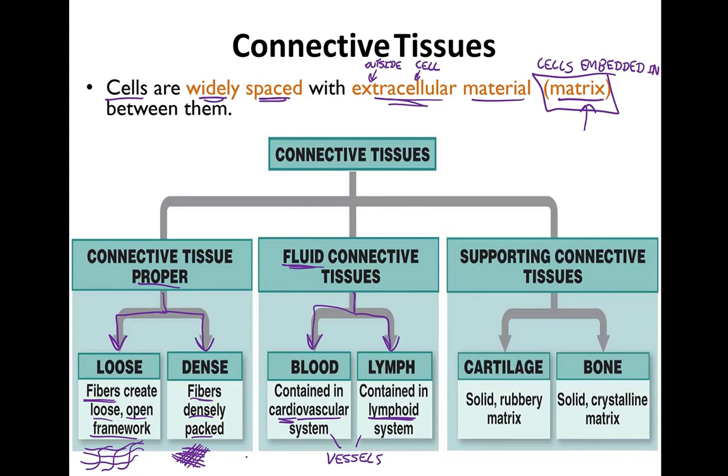Finally, we've got supporting connective tissue. This is tissue like cartilage and bone, which helps to bear the weight of the body and cushion points of impact like your joints. Cartilage has a very solid but rubbery matrix between the cells. Bone, on the other hand, has a solid crystalline matrix between the cells. Cartilage tends to be more flexible than bone because of this difference in the matrix materials.